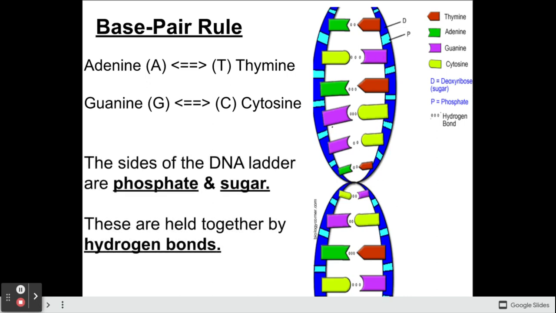The sides of the DNA ladder are phosphate and sugar, and these are going to be held together by hydrogen bonds that go straight down the middle and connect the A's to the T's and the G's to the C's.